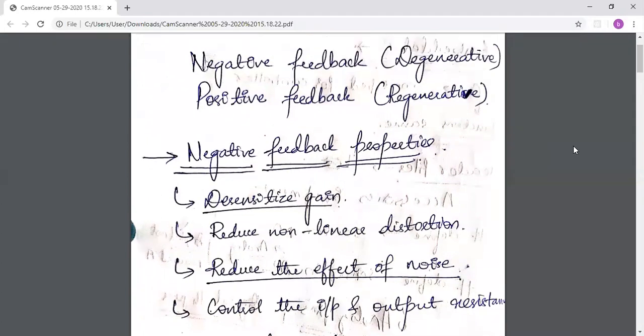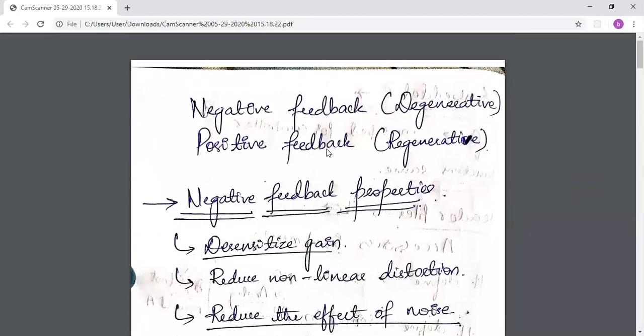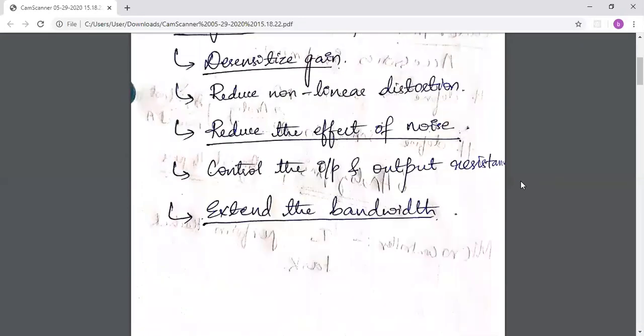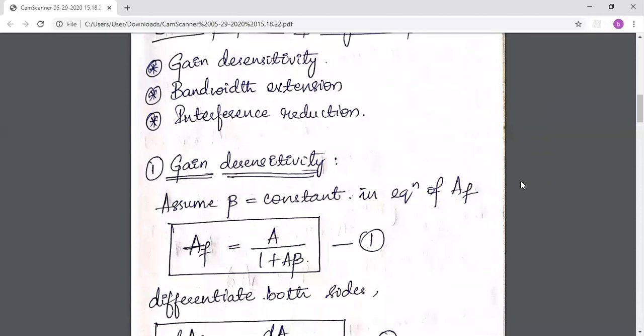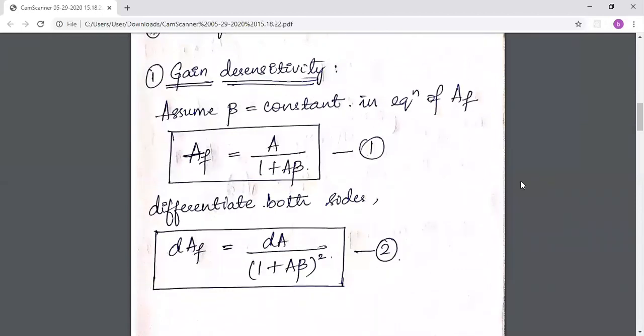And in the previous session we also came to know that positive and negative feedback are also known as regenerative and degenerative feedback. So now in this session we'll study gain desensitivity and interference reduction. Gain desensitivity is all about desensitizing the gain of the amplifier, meaning the gain of the amplifier is made less sensitive to external factors such as noise.